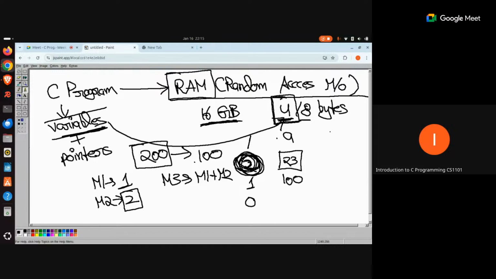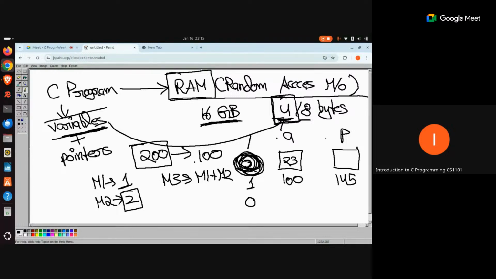Now, what you can do is you can create a pointer. Now, a pointer is actually going to be a variable only. A pointer will be created as a variable only, and since it is a variable, it will also require some memory, and let's say it is stored at location 145.